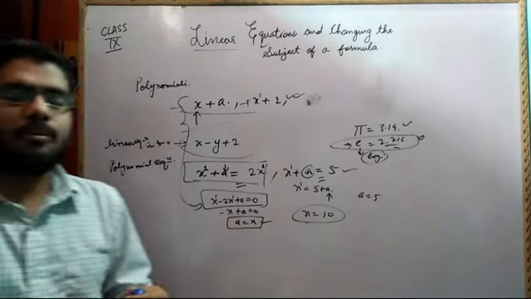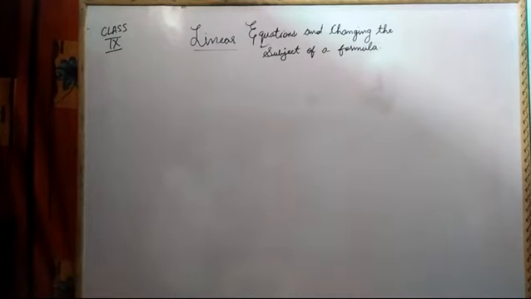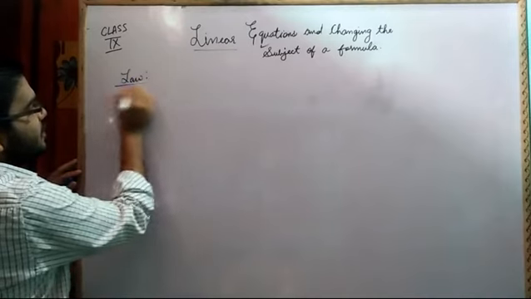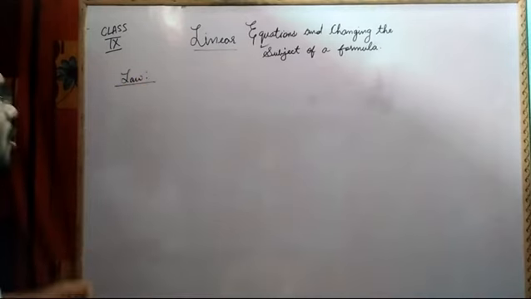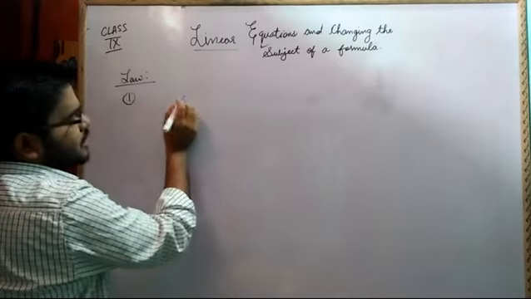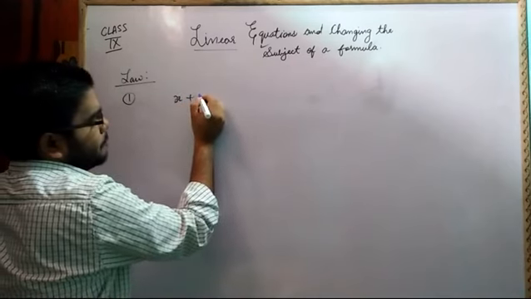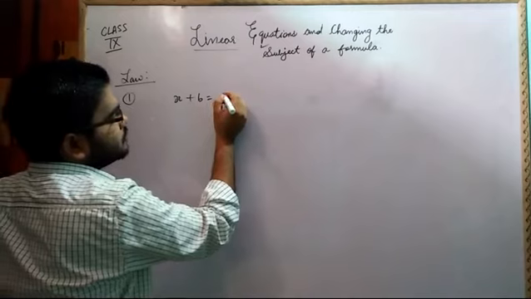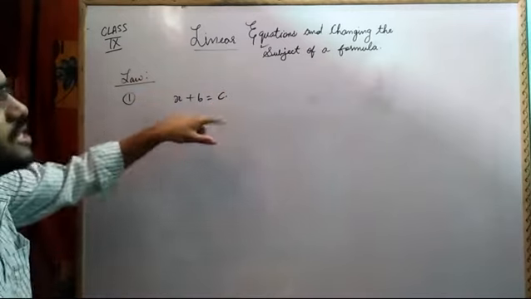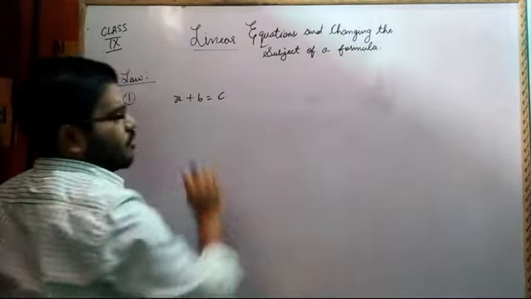Now I will be dealing with some of the laws based on linear equations. Now, laws on linear equation. These laws are very helpful in calculating numerical problems. The very first law says that if I have, for example, x plus b is equal to c, this is an equation, a linear equation. X is a variable, b and c are constants or any other variables. Now you see both sides have one equation.